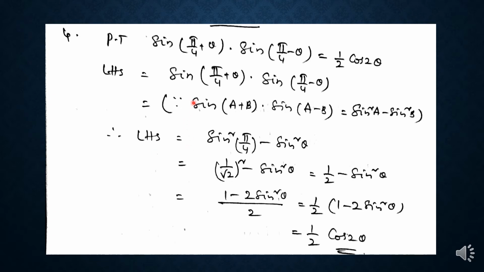So here we applied the formula sine of A plus B into sine of A minus B is equal to sine square A minus sine square B, where A is equal to pi by 4 and B is equal to theta. So that is sine square pi by 4 minus sine square theta. So what is the value of sine pi by 4 here? That is 1 by root 2 whole square minus sine square theta. 1 by root 2 whole square is 1 by 2 minus sine square theta. That is 1 minus 2 sine square theta by 2. That is equal to half into 1 minus 2 sine square theta. That is 1 by 2 cos 2 theta.